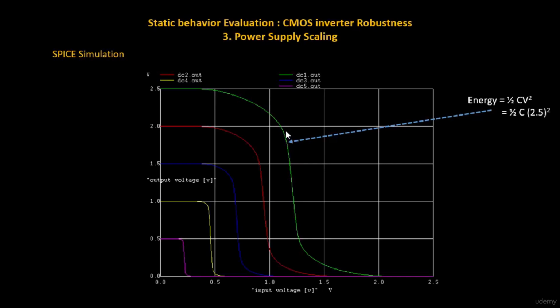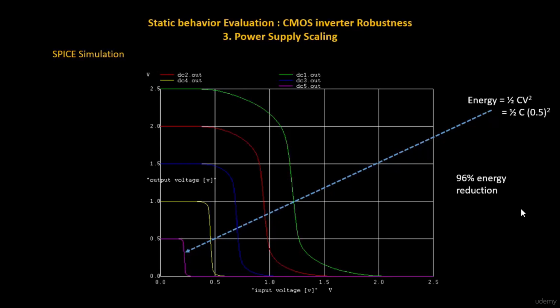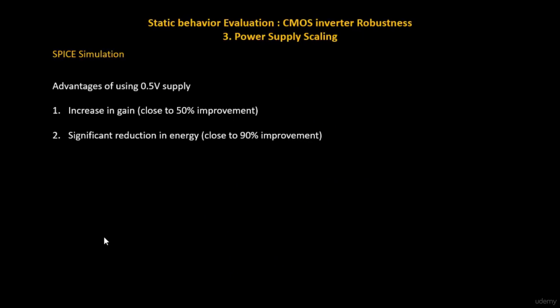On the other hand, if you operate the same CMOS inverter at a lower voltage, at 0.5 volts, your energy is half C into 0.5 square. Okay, and that's a very significant reduction in the energy, about 96% reduction. So if you just subtract 2.5 square minus 0.5 square and see the gain in the energy, that is about 96% energy reduction. So why not use a CMOS inverter that operates at lower voltage? Again, there are disadvantages and we'll talk about that.